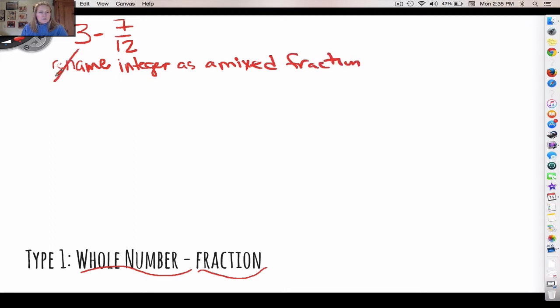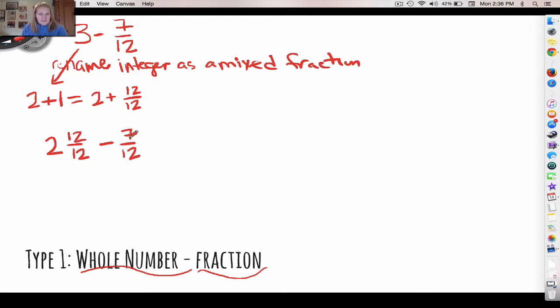So what we'll do is we'll say that 3 is really 2 plus 1, and 1 is really any fraction, as long as the denominator and the numerator are the same. 7 divided by 12 is not 1, but 12 divided by 12 is indeed 1. So 3 is really 2 plus the fraction 12 over 12. Now suddenly we have a problem that we can solve. We have 2 and 12 twelfths minus 7 twelfths, and we can do this problem.